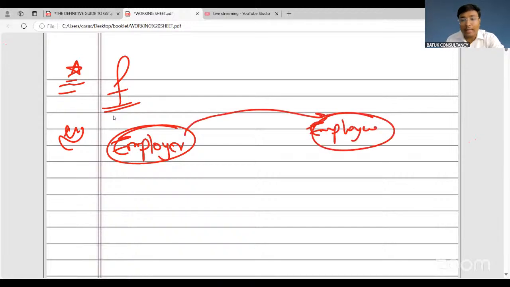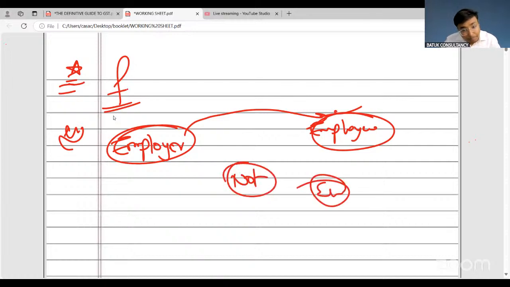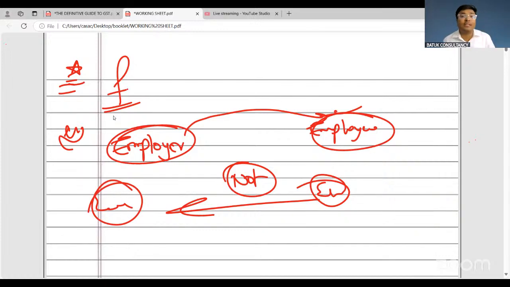Employer is paying the amount to the employee due to the contract of service, and the employee is getting that amount. Employee is not liable to make the payment of GST because of the employer-employee relationship. But in case of notice period violation, the employee is going to make the payment to the employer. That is the first thing.